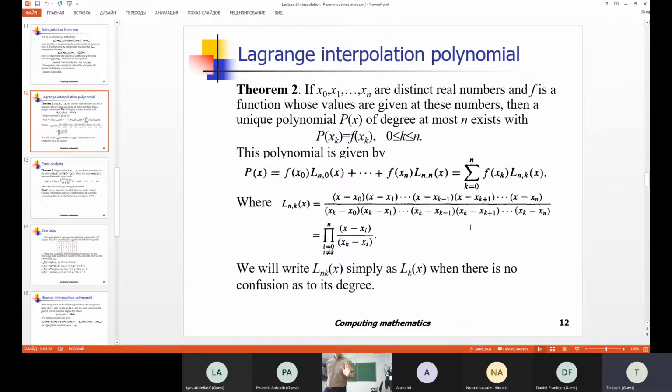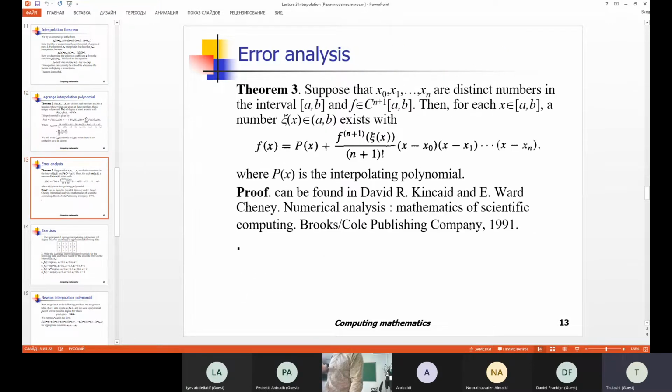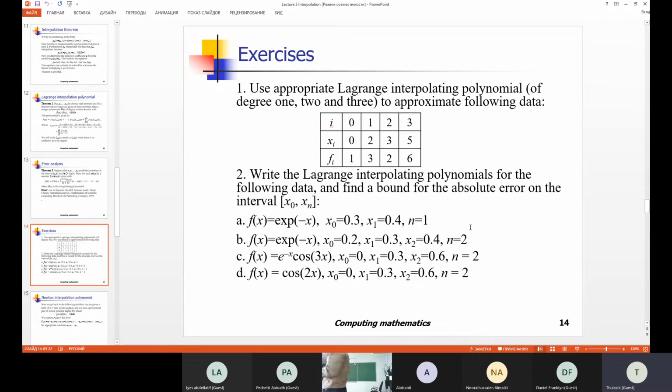Well, to understand how it works, let's try to implement it. Suppose that, let's consider the same data, but let's take the first 3 points.